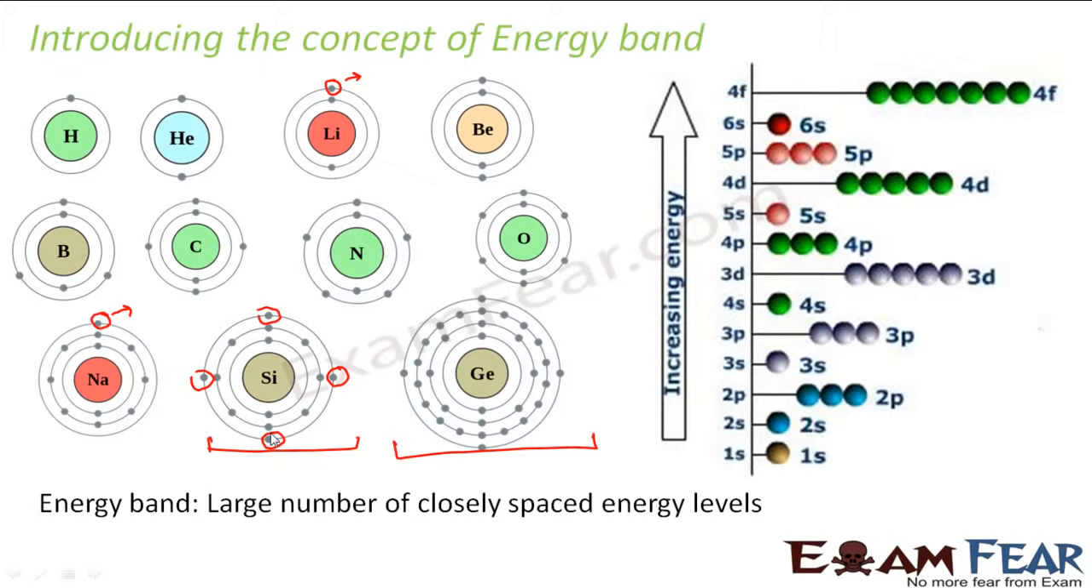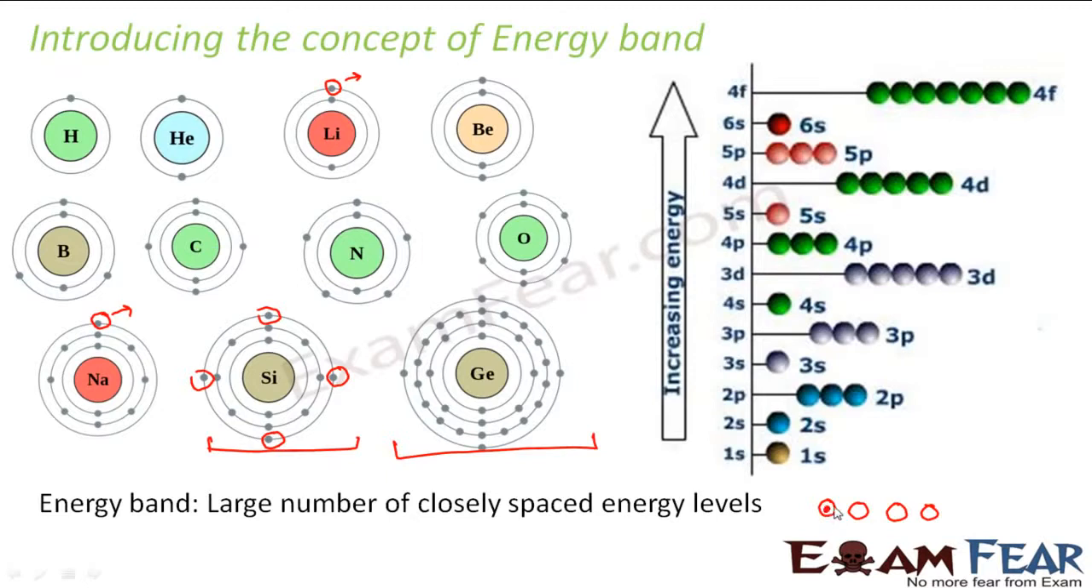Now, in this lesson we are going to talk about objects. We are not talking about atoms. In an object, there are a huge number of similar atoms, right? So what happens when a huge number of similar atoms come together? Here I have shown you one particular sodium atom or one particular silicon atom. But when so many atoms come closer to each other, what will happen?